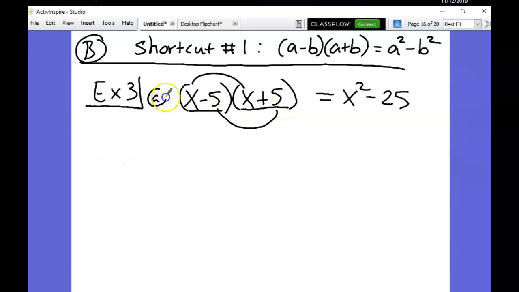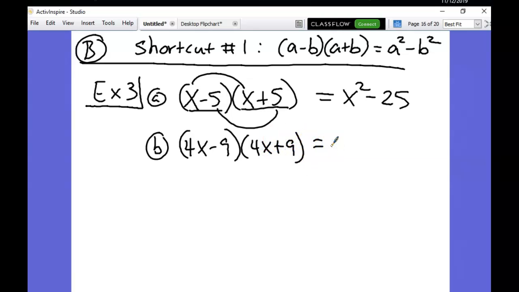Let's look at another one there. How about 4x minus 9 times 4x plus 9? What would the first term be? Yep, 16x to the second. So you do this one times that one, right? Yep, you multiply those two, you get 81. It's going to be negative 81. Cool enough? So it's nice to have some shortcuts so you don't have to do the box. But that shortcut only works whenever they're exactly the same, but one has a minus and one has a plus.